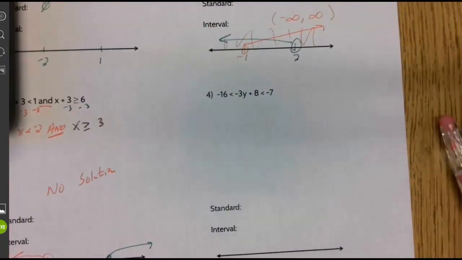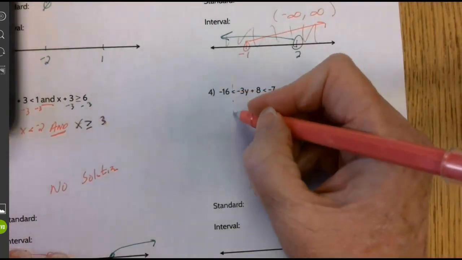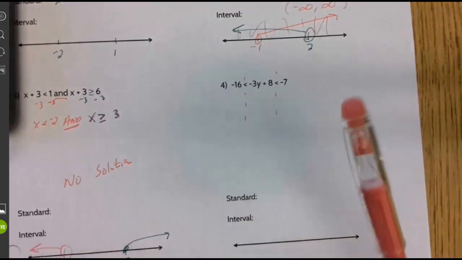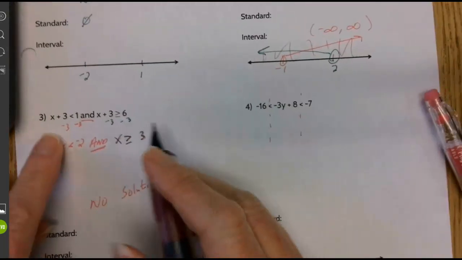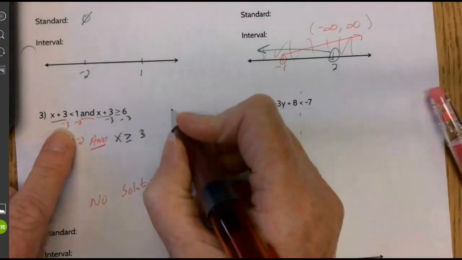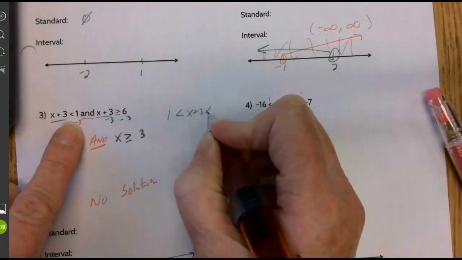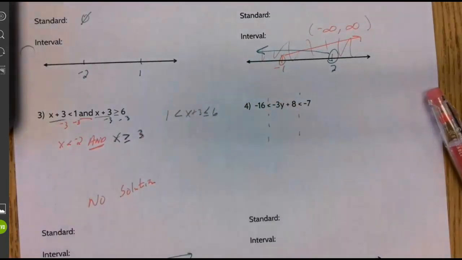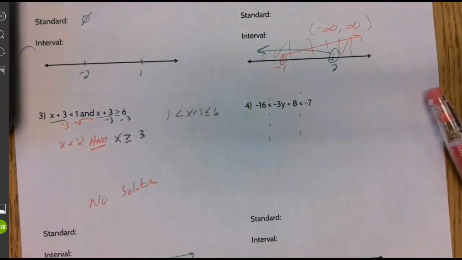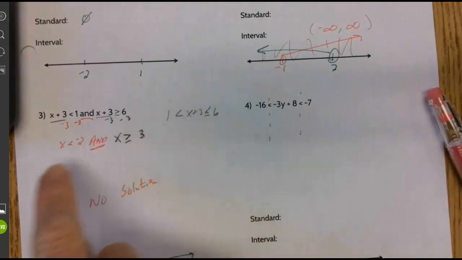Okay, and number 4, oh, we get to go into different areas. Let's see what happens here. Oh, that was the other thing I was going to tell you. Look at this one right here. See how they both have an x plus 3? You could have just written it as 1 is less than x plus 3, which is less than or equal to 6. But we would have found out that that was not going to work. So that's the reason they wrote it that way originally.